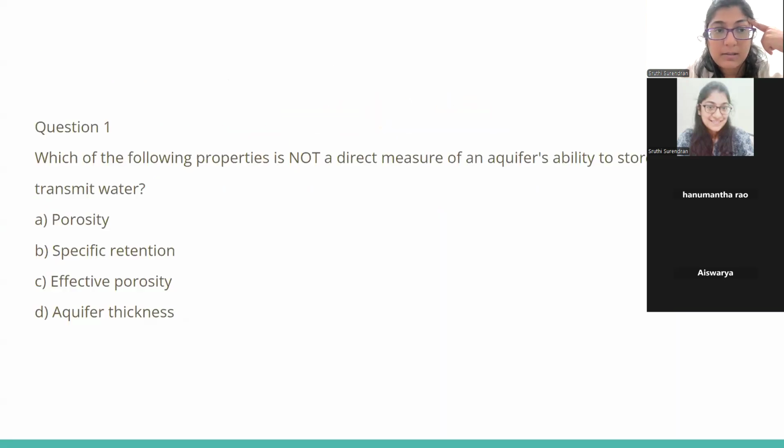In the fifth week, properties of aquifer, confined, unconfined aquifer. Again, it's an extension of the second week's lecture. What is porosity, specific retention, effective porosity, aquifer thickness. So these are four options, and the question is basically which is not a property.